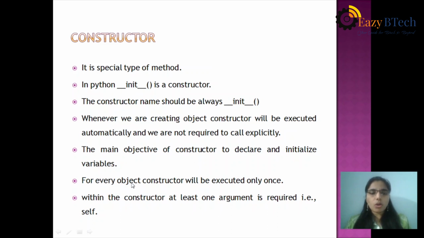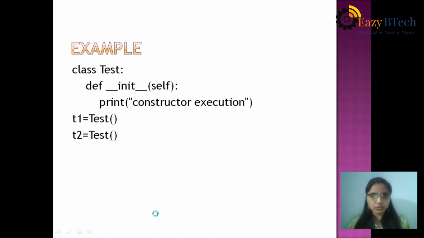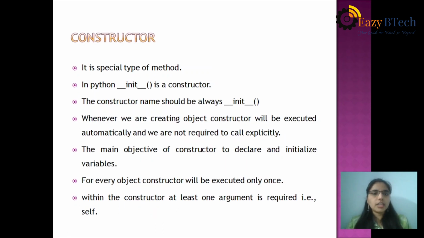For every object, the constructor will be executed only once. Within the constructor, at least one argument is required. That is nothing but self. Okay, let's see the syntax of a constructor and an example program.